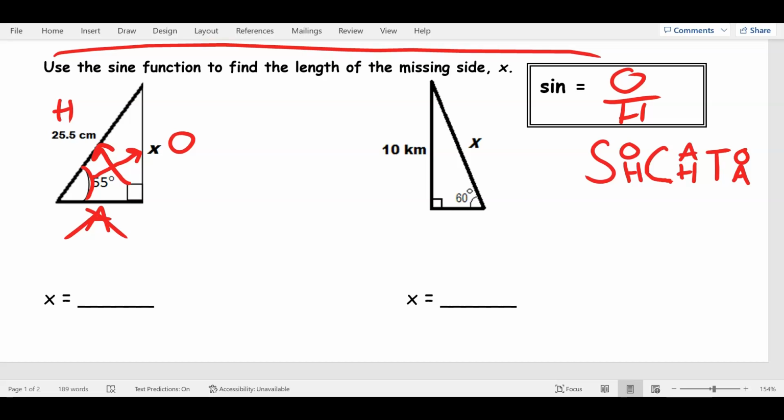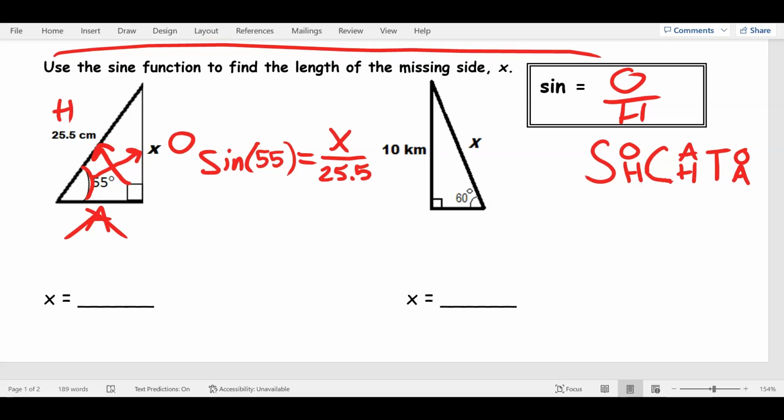So everybody, write this with me. We're going to write sine, S-I-N. Then you're going to put parentheses because we're going to put an angle in there. Sine, and what's the angle I started at? 55. 55 in parentheses. Okay, so you always write the trig, the angle, equals, and it's going to be what over what? So sine is O over H. What's O? What's H? What am I going to write? X over 25.5.